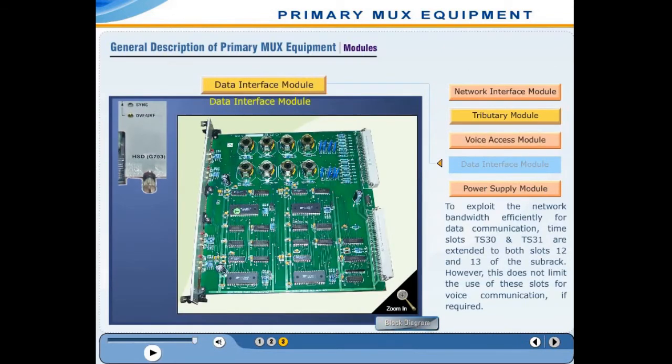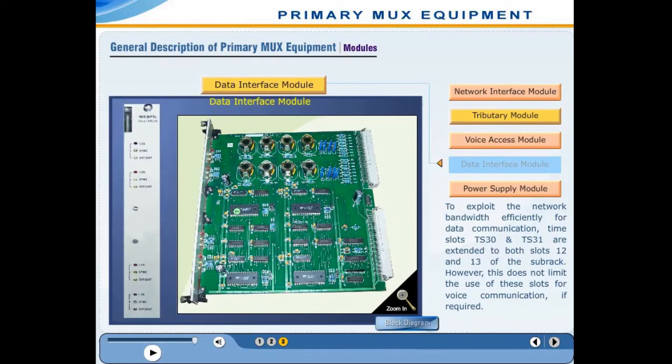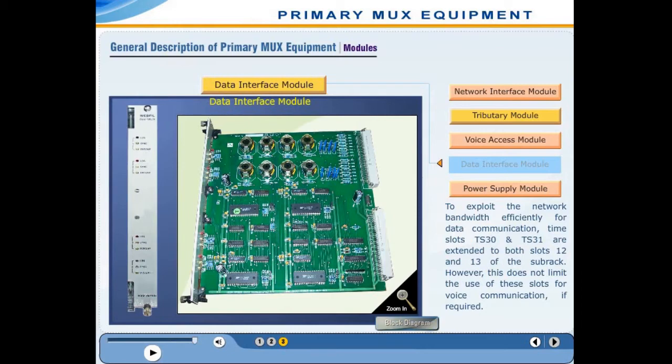Data interface module. To exploit the network bandwidth efficiently for data communication, time slots TS30 and TS31 are extended to both slots 8 and 9 on the subrack. However, this does not limit the user of these slots for voice communication if required.